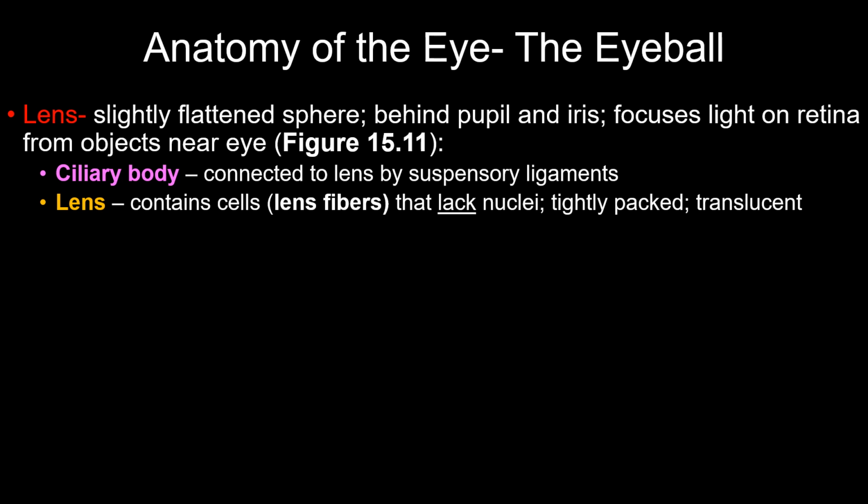Now, this lens is connected to the ciliary body, and remember, the ciliary body is part of the choroid layer. And this is connected to the lens via suspensory ligaments, and those control how round or how flat the lens is, giving us that near or far vision. The lens also contains cells called lens fibers, and these essentially lack nuclei, and they're very tightly packed, giving us that transparent, or translucent even, color.